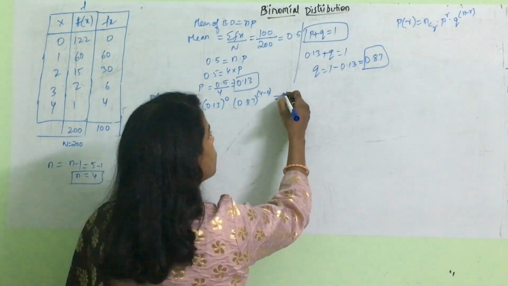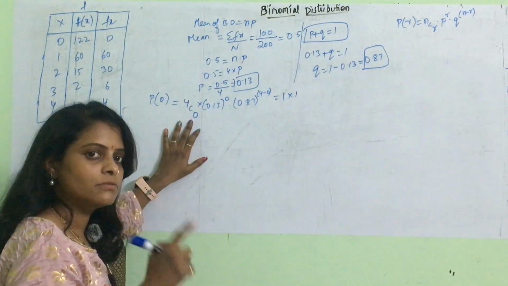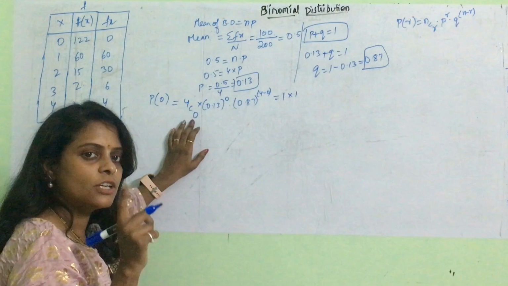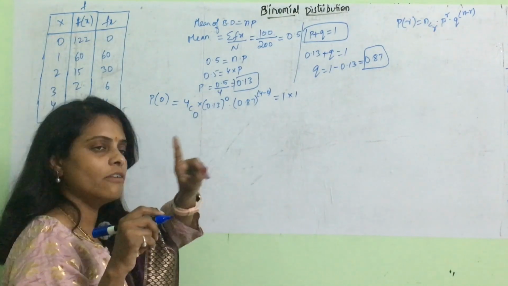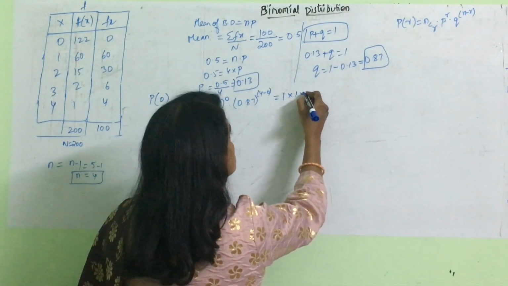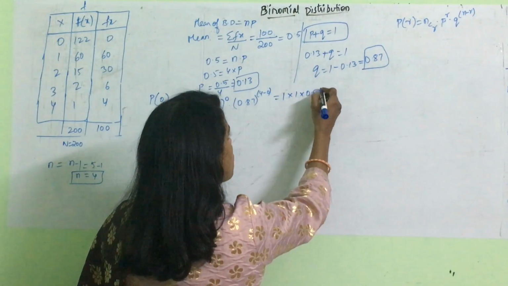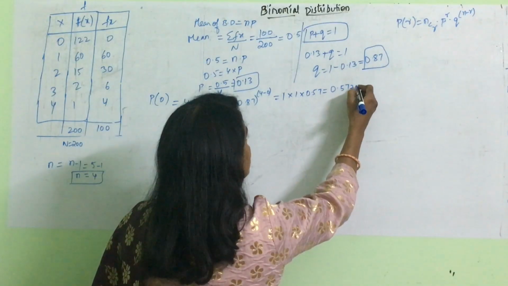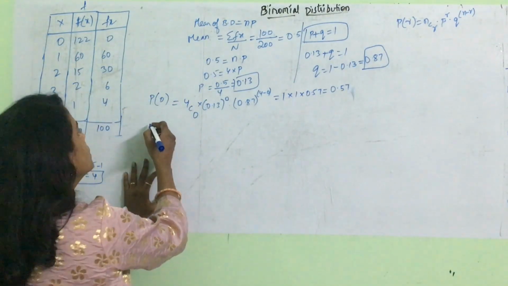That is 1 into 1. What is anything to the base 0? That is 4C0, this is base 0. Anything to the base 0 will always be 1, and anything to the power 0 will always be 1. Those two points you have to remember. So 1 into 1 into 0.87 to the power 4. The value is 0.57. Okay. So 0.57 is the value.